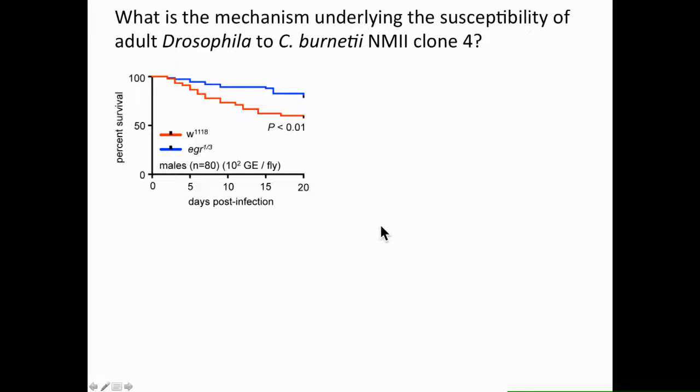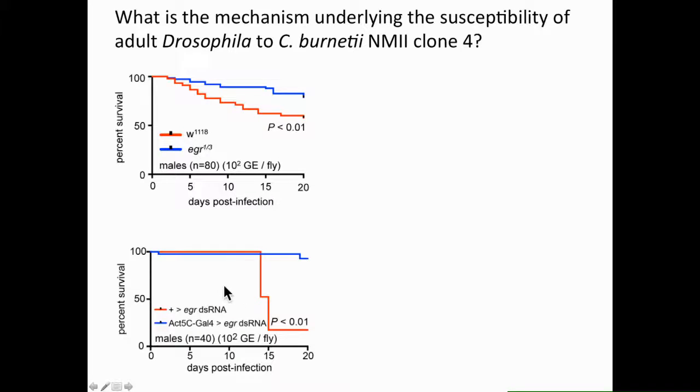So previously, it's been shown that Eiger, the only TNF homolog in flies, can have different effects on bacterial infections depending on the type of bacteria. So here we're looking at Eiger mutants, and we show that the absence of Eiger, really a mutation in Eiger, causes better survival of the flies as compared to W1118. And then we did an RNAi experiment, so knockdown of Eiger. So knockdown of Eiger is, again, also protective as compared to the control flies.